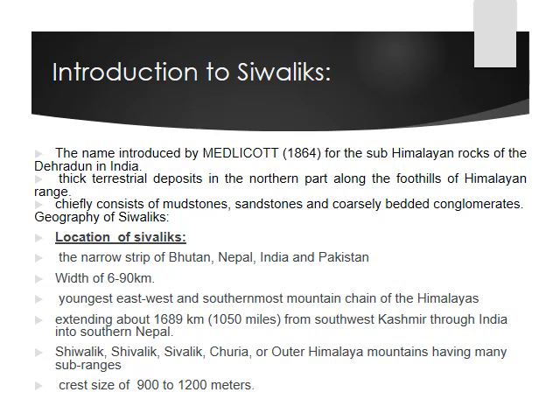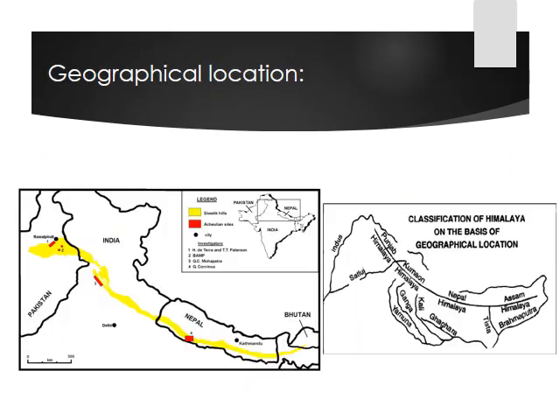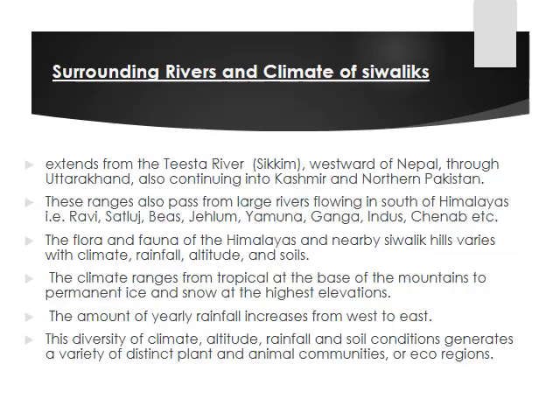to India and India to Pakistan. That is its range, as you can see in the current slide. That is its geographical location of Siwaliks. And if we talk about its major part, it lies in Nepal. Major part of the Siwaliks lies in Nepal.